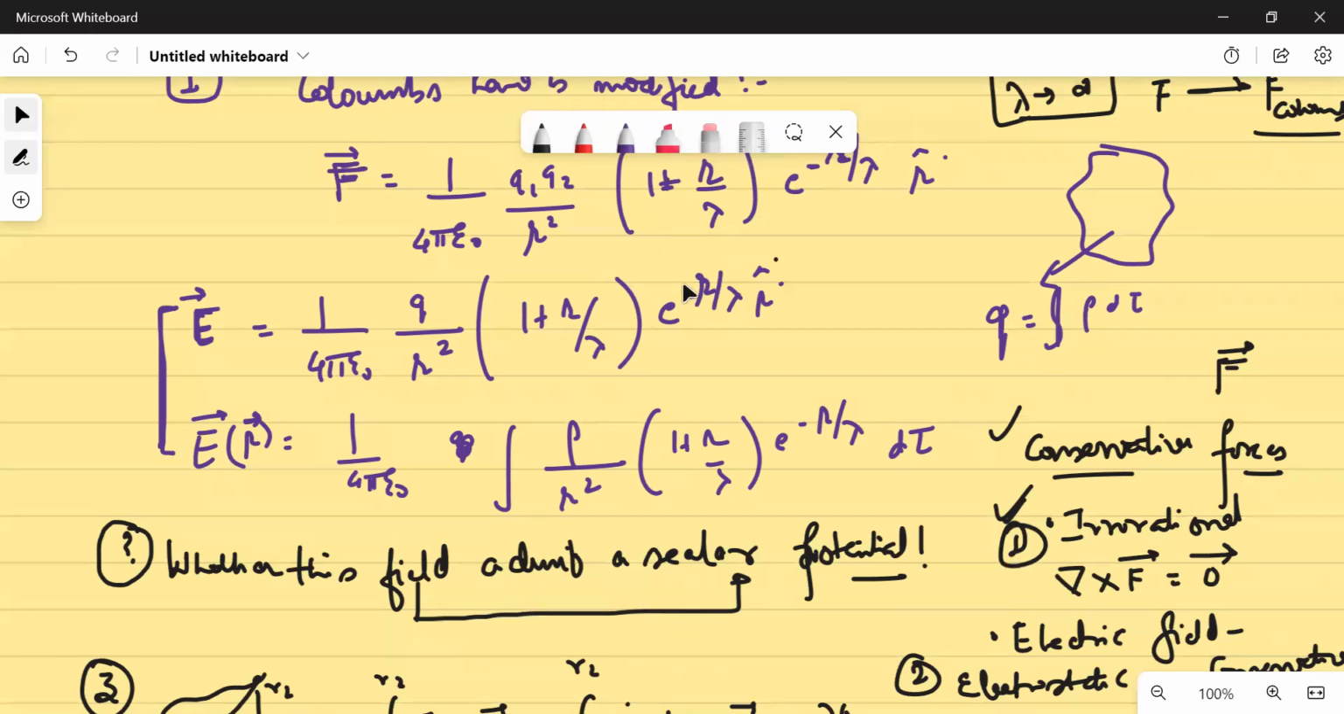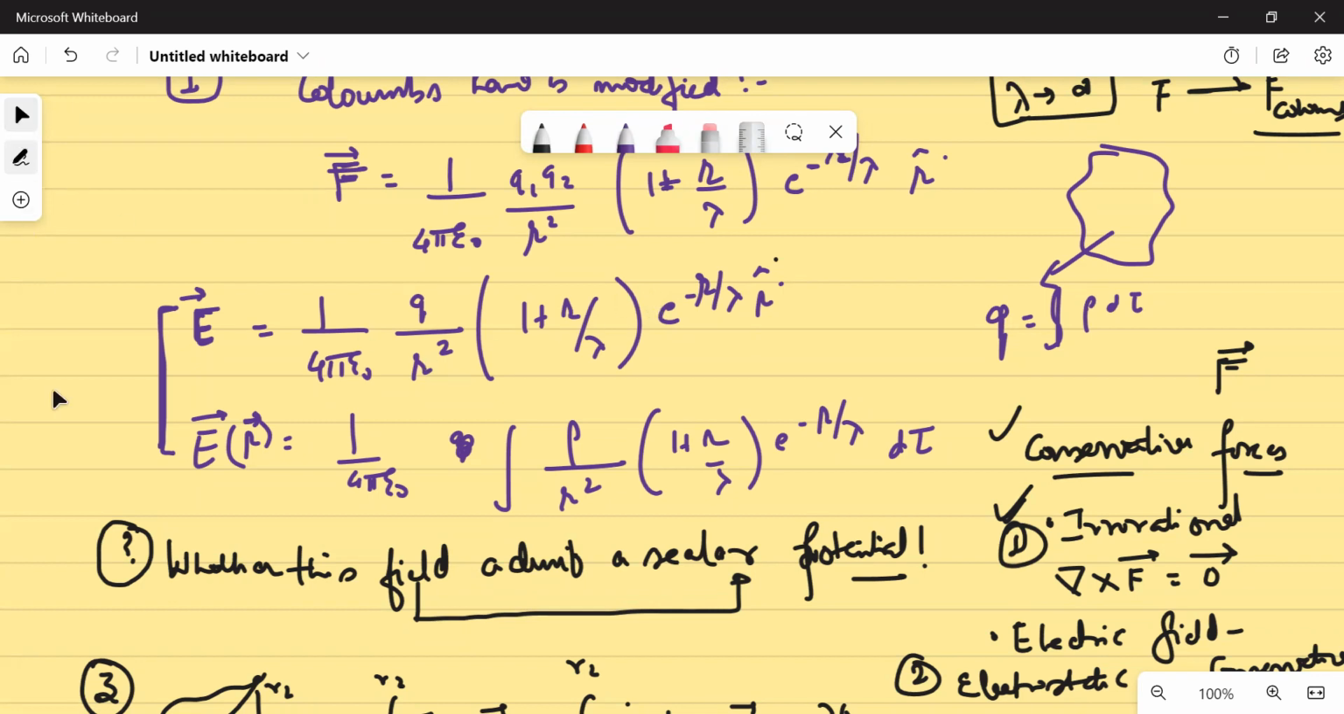So understand that this curl of this central field is always 0. Okay, and if I just remember the formula correctly, let me just give that formula so that you can self-verify it on your own.